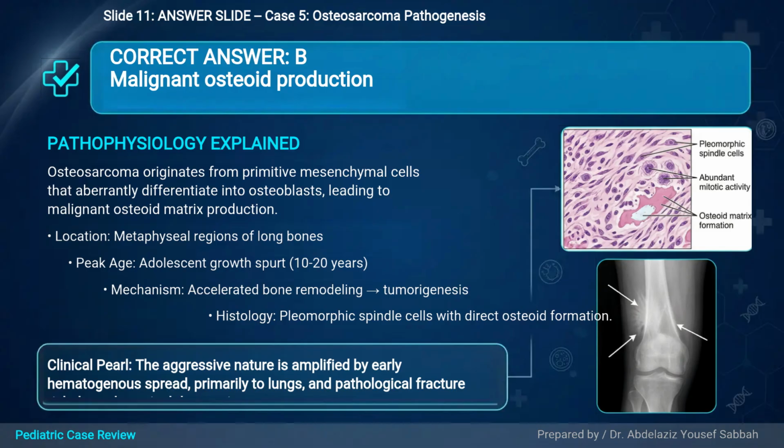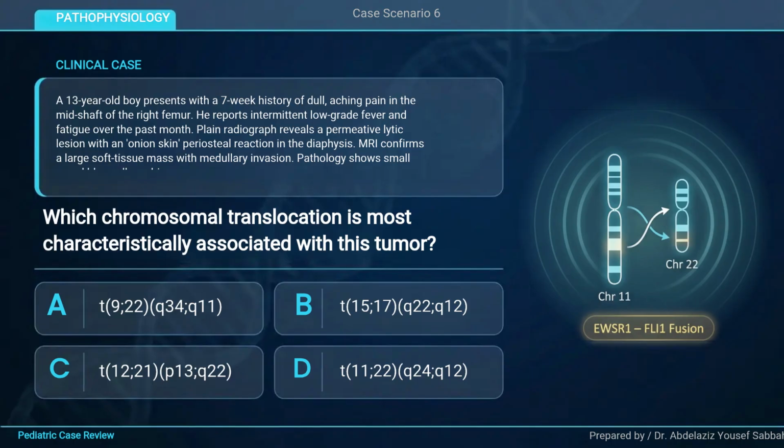Small blue round cells are the hallmark of Ewing sarcoma, not osteosarcoma. The aggressive nature of osteosarcoma is amplified by early hematogenous spread, primarily to the lungs, and pathological fracture risk through cortical destruction.